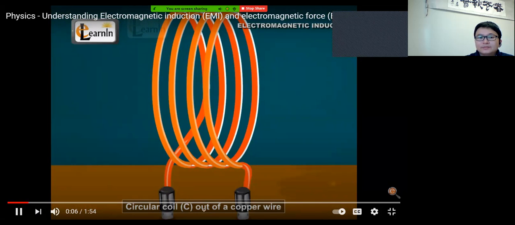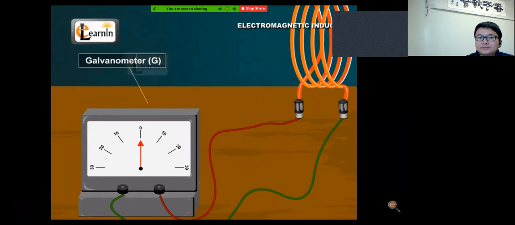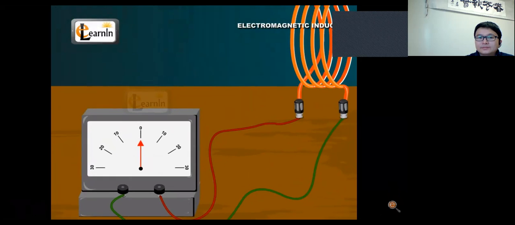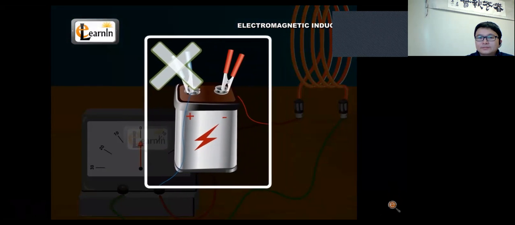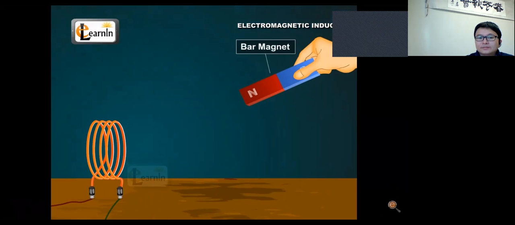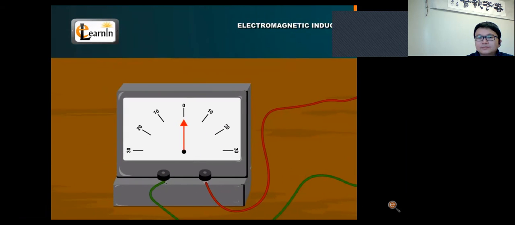Electromagnetic induction. Prepare a circular coil out of copper wire. Connect the two ends of this coil to the two terminals of a sensitive galvanometer with a scale having 0 at the center. This closed circuit is shown in the diagram. Note that this circuit contains no source of electricity and the galvanometer shows 0 reading initially. Take a bar magnet NS and move it swiftly towards the coil with its north pole facing the coil. You will observe a deflection in the galvanometer when the magnet is moving. The deflection indicates that current is set up in the coil.